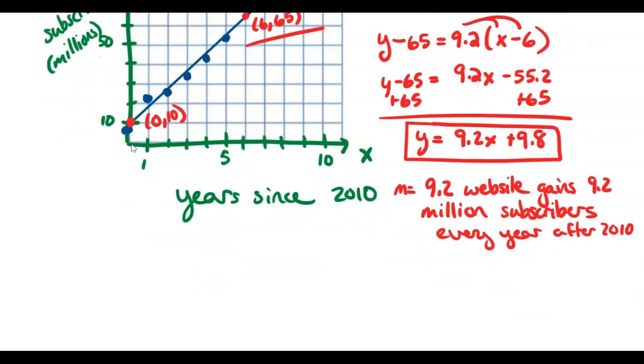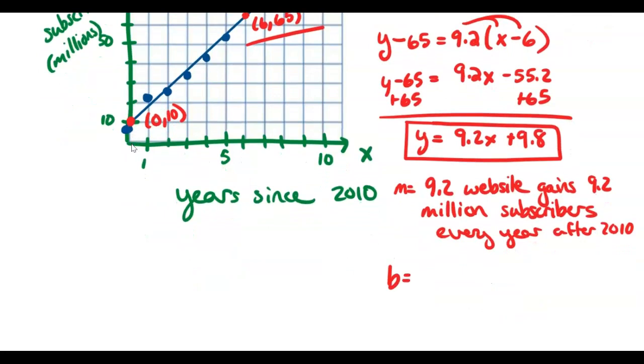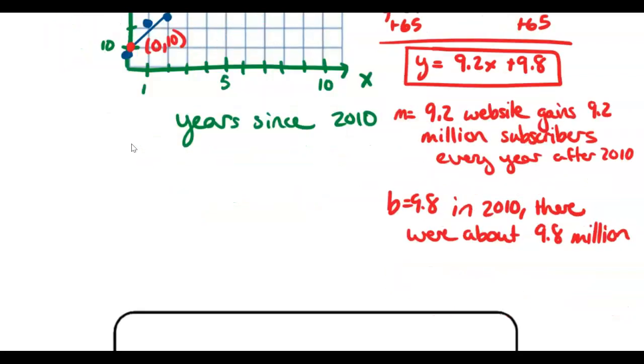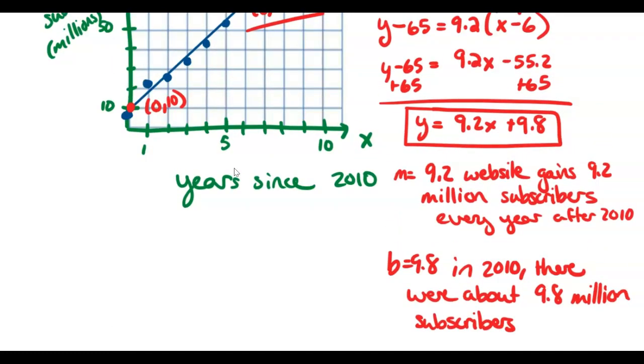All right, and what the y-intercept tells me, the y-intercept being 9.8, tells me in the initial year, which was 2010, there were about 9.8 million subscribers on this website. So the y-intercept is telling me the starting amount. In this case, it was in 2010, but it's telling me the initial amount of subscribers. And so when they interpret, we want to be really, really specific.